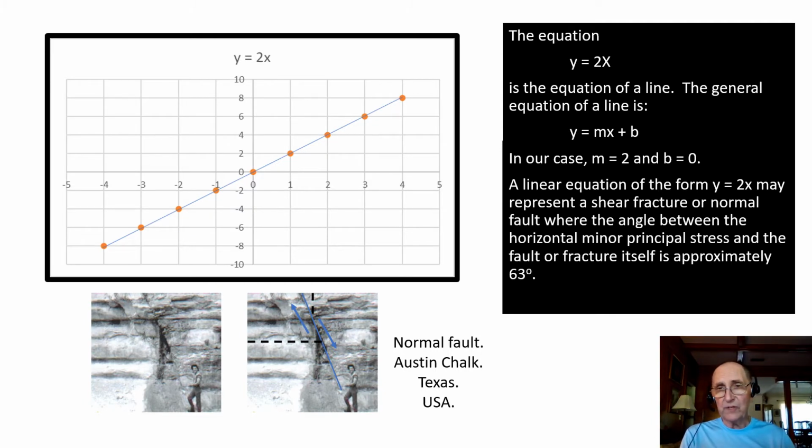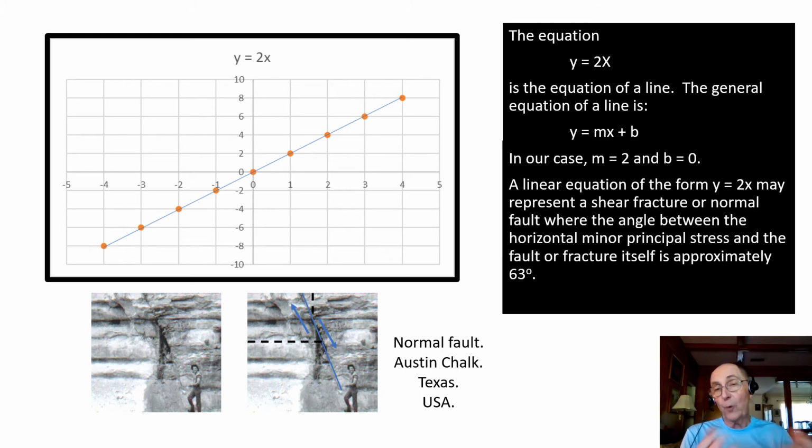Our next equation is y is equal to 2x. Well, that's the equation of a line. The general equation of a line is y is equal to mx plus b, where m is the slope and b is the y-intercept. In our case, the slope is 2 and the y-intercept is 0.